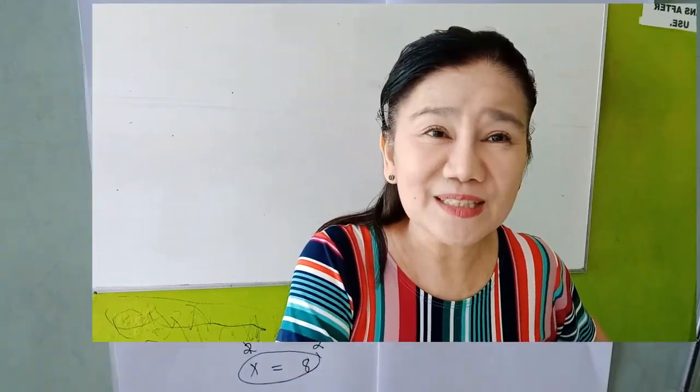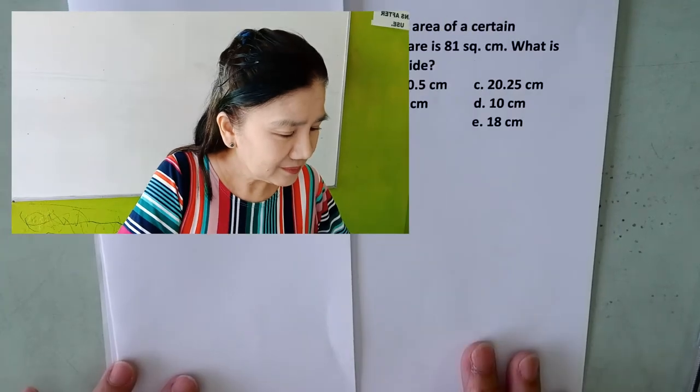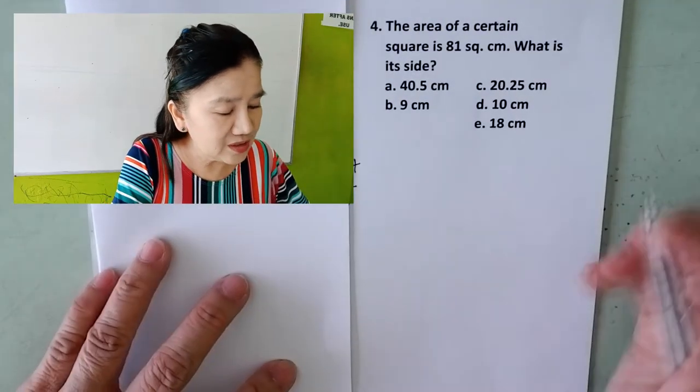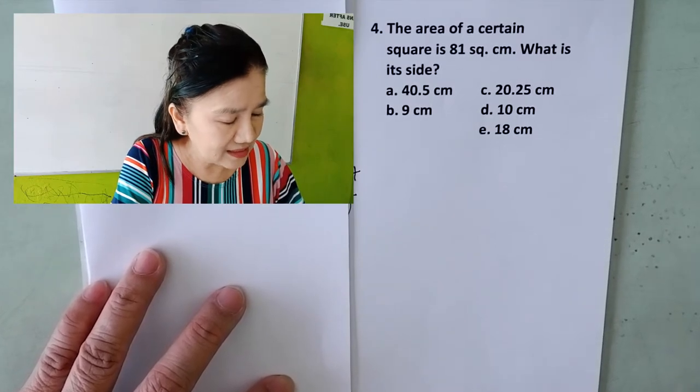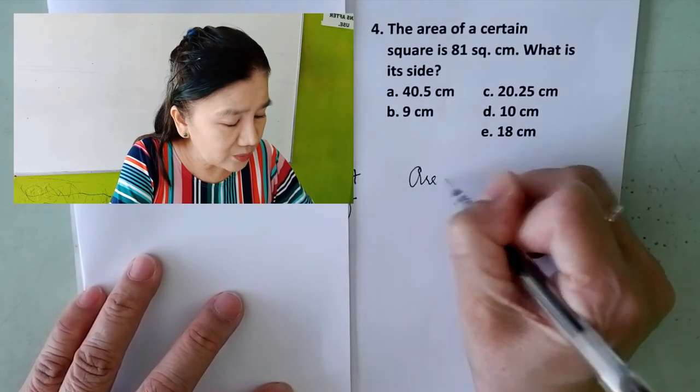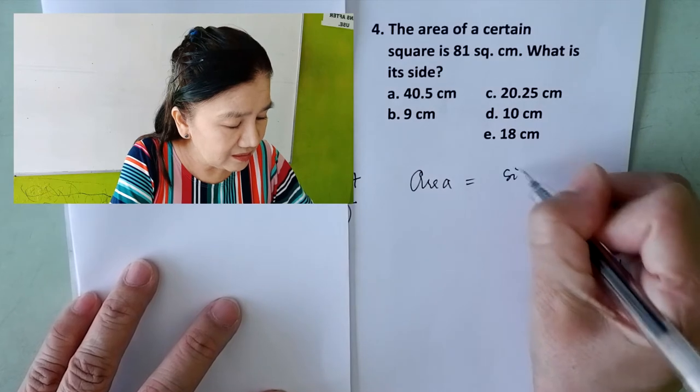Next is problem number 4. The area of a certain square is 81 square centimeters. What is its side? The area of a square is simply side times side.